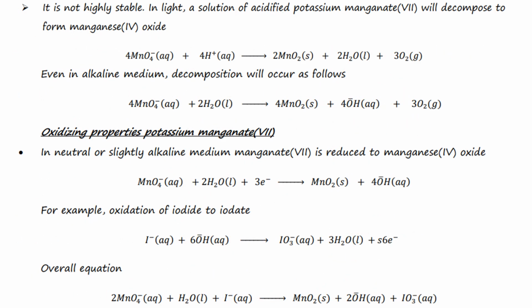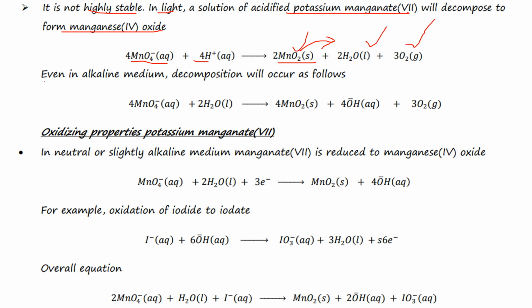Now proceeding, the other downside is that it's not highly stable, in that in presence of light, the solution of potassium manganate 7 is always decomposing, forming manganese 4 oxide, which I've already explained. So acidified potassium manganate 7 in presence of light is decomposing to form a brown solid in solution of manganese 4 oxide. Remember that when it's anhydrous, it's black in color, together with formation of water and oxygen gas. That is done in presence of light.